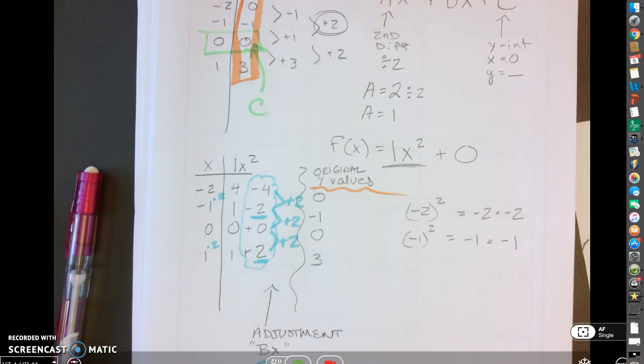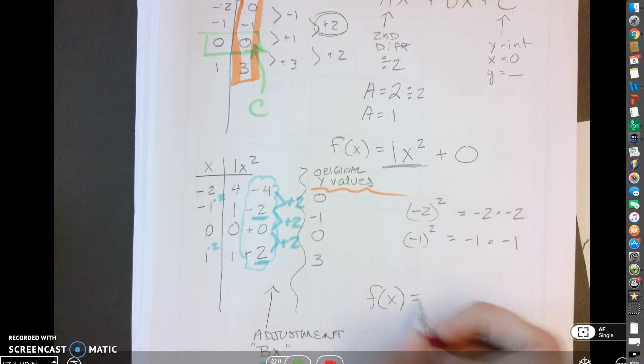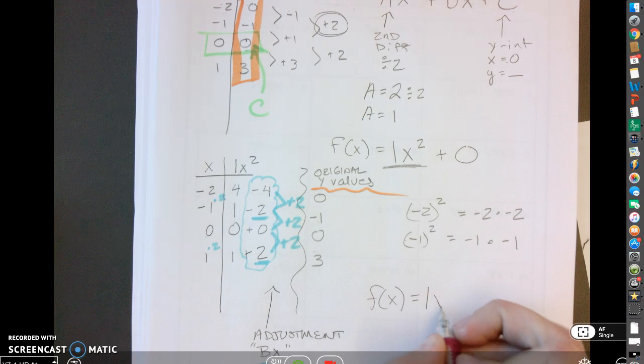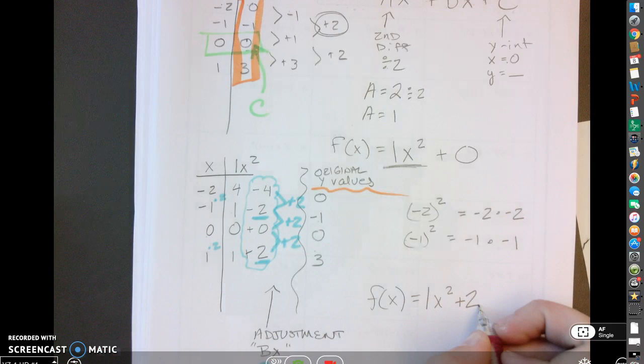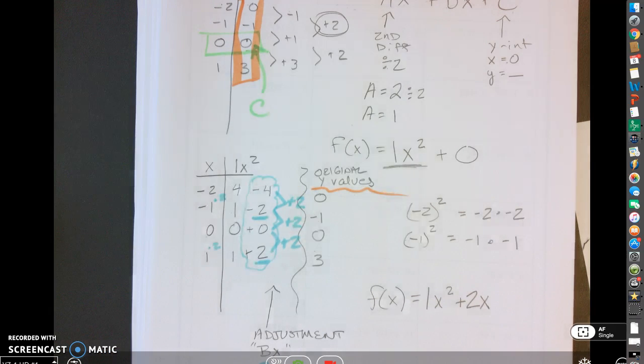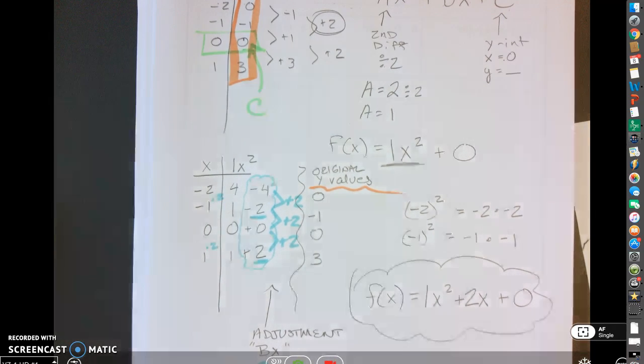All right, so now let's just fill in our entire equation. I have f of x equals, my a value was 1, x squared, plus, I was adding 2 every time to get those adjustments, and then multiplying it by x, so plus 2x, and then my c value was 0. And there you are. There's your explicit equation for number 3.